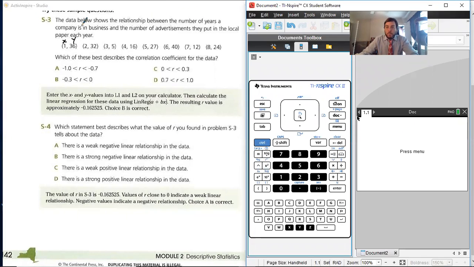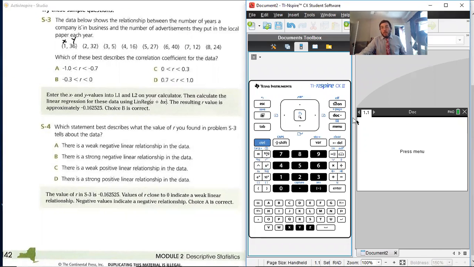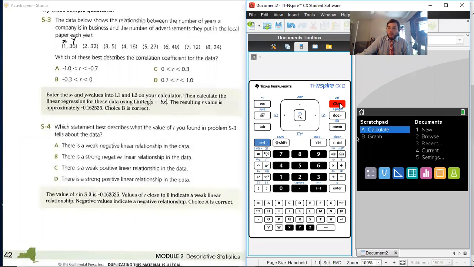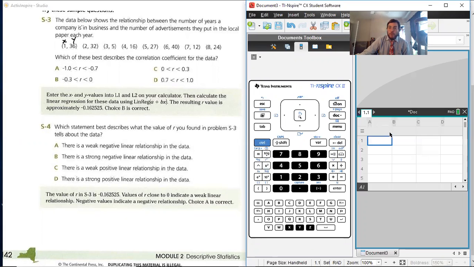All right, so when you have your calculator here, we are going to start with our blank screen. We can go to home. We want to do new. And now we want to do lists and spreadsheets. So number 4 here. Then we always titled our first column domain, which is our x values, and our second column range, which is our y values.